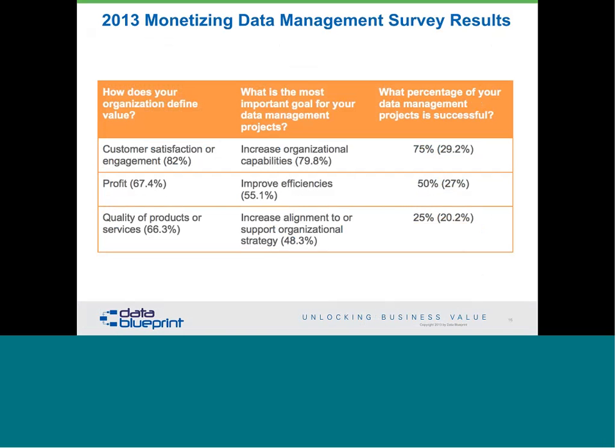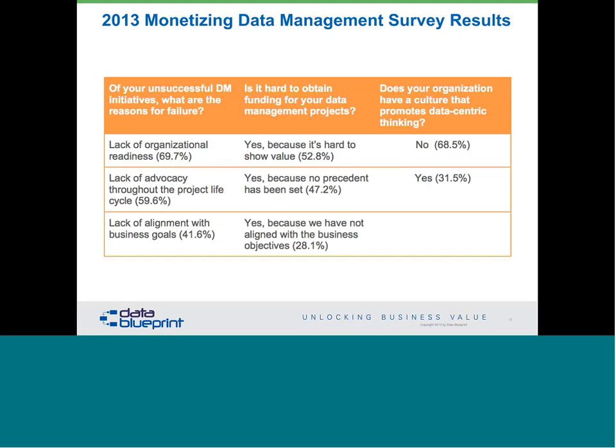We asked what percentage of your projects were successful. Only 29% of the people said 75% were successful, 27% said 50% were successful, and 25% said 25% successful was defined by 20% on this. So we want to get your feelings on this, to see if we're making any progress as well. Similarly, we also want to find out whether your organization has a data-centric culture or data-centric thinking. And again, we see the vast majority in 2013 said no, really not. So if you're in that 31%, congratulations. It's a great place to be.